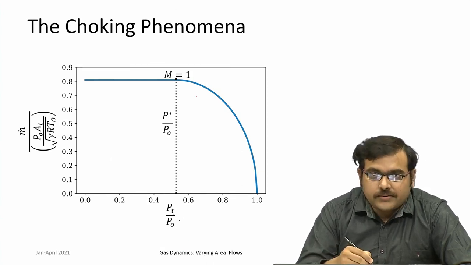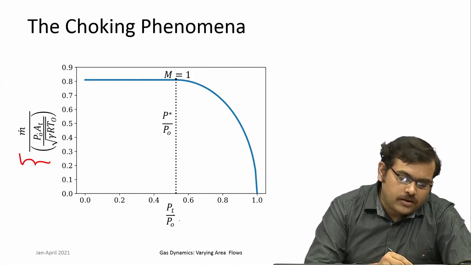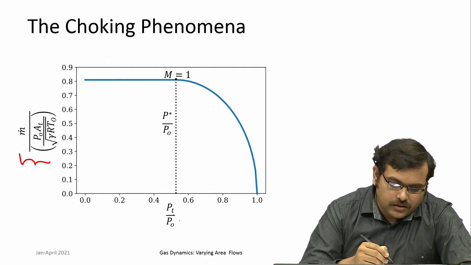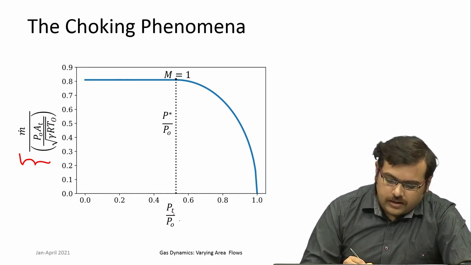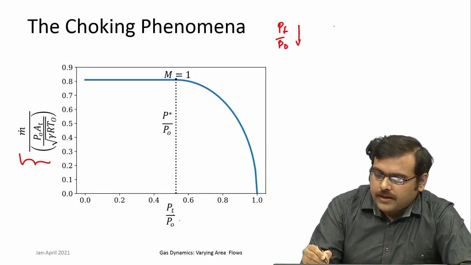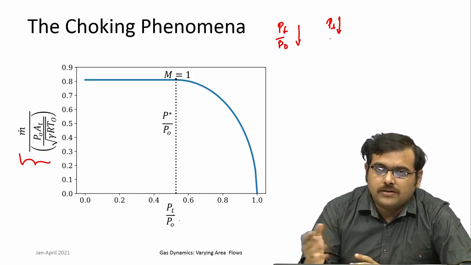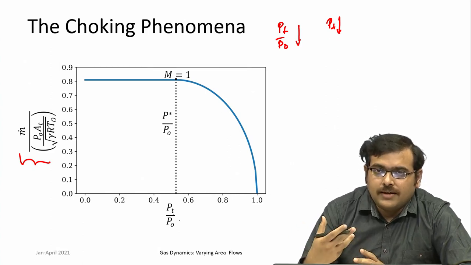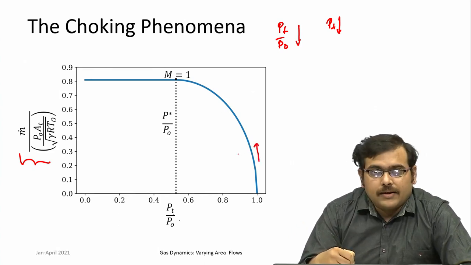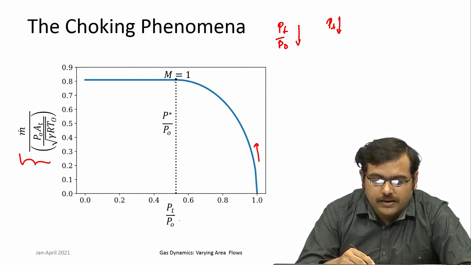So this is the non-dimensional, normalized mass flow rate. For a given constant P naught and T naught, a decrease of Pt by P naught implies Pt is decreasing, or, if the nozzle is exhausting into ambient, that the back pressure or ambient pressure is decreasing. So mass flow rate will increase, and more and more flow can now pass through the nozzle. It can continue to do that, but only to a particular limit.